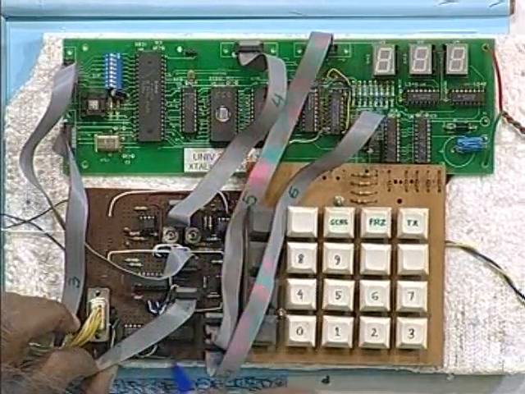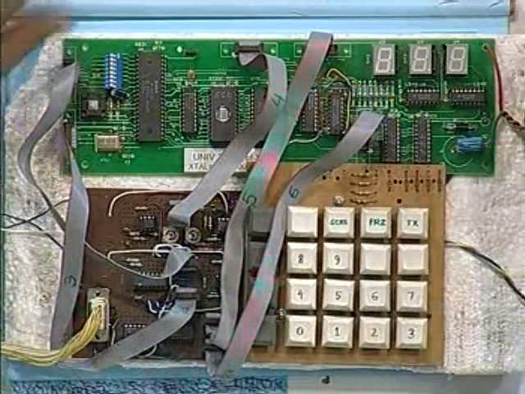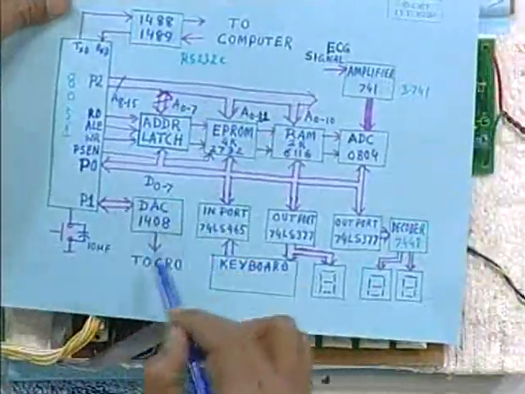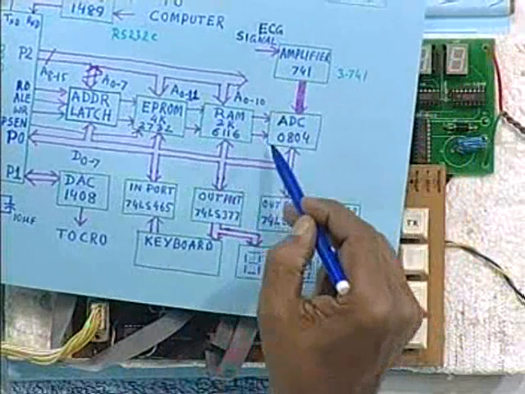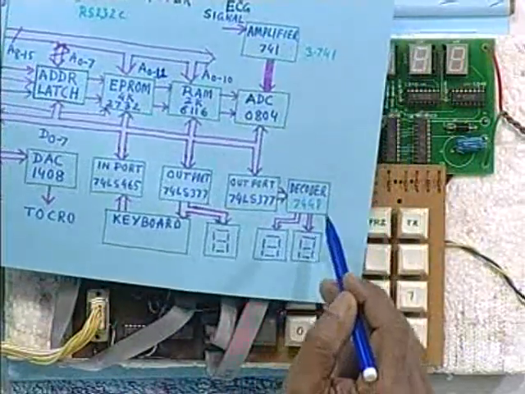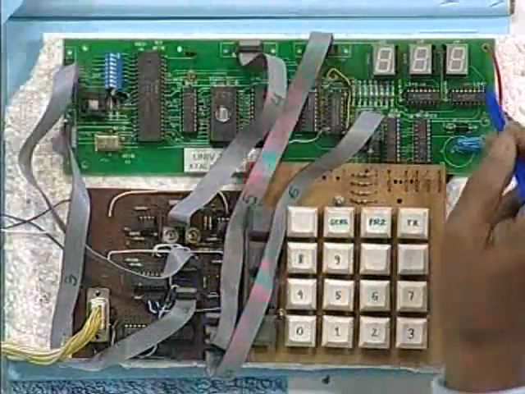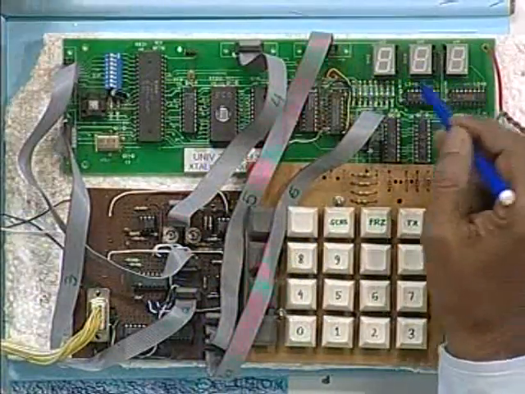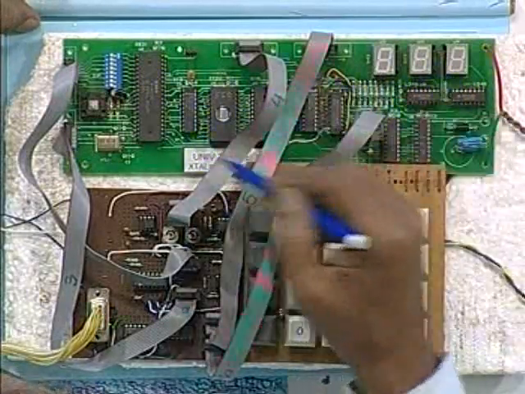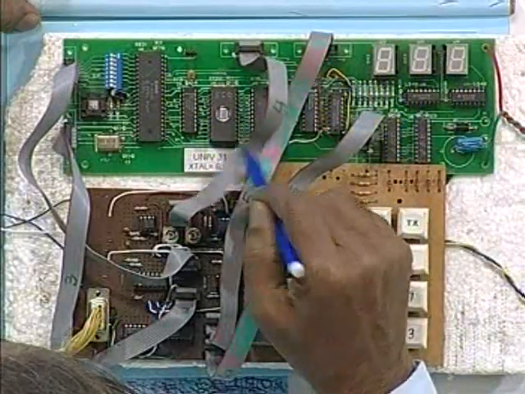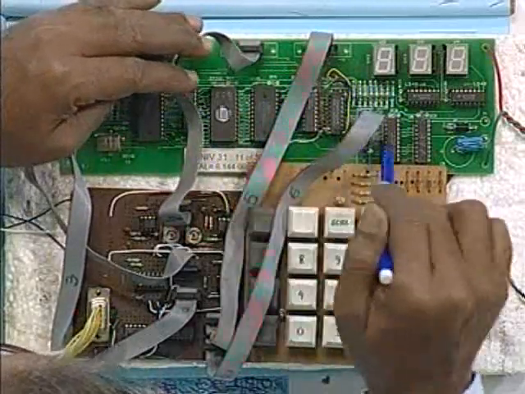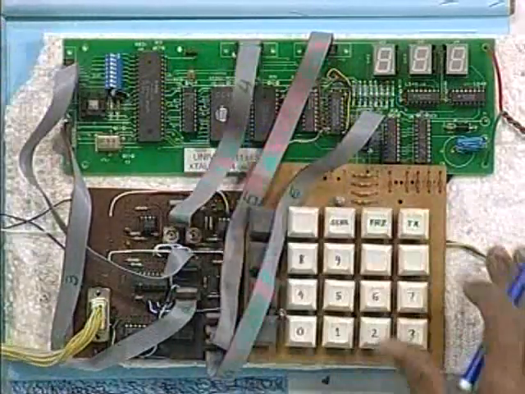So this part is essentially the additional components. That means the DA converter, AD converter, amplifier, the LED, the keyboard, these are all here. And this part, the LED displays and other things are already built in. This is the ROM, and this is the RAM. So these are all built into the system. So this is the prototype ECG monitoring system which has been developed.